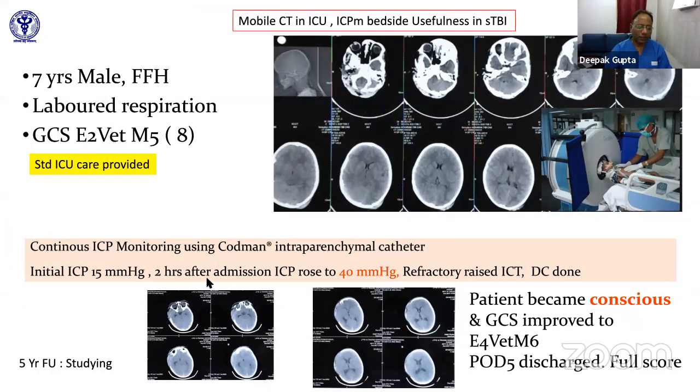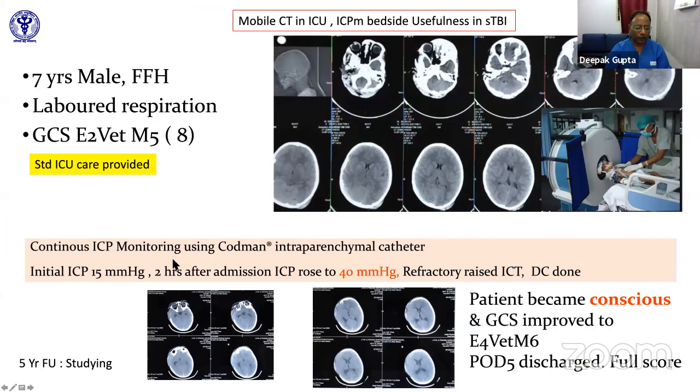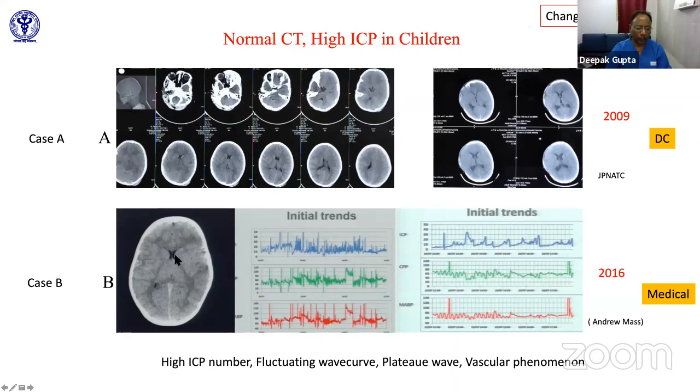In fact, you see an almost similar-looking scan of another child, where the scan looks grossly normal. It was another severe TBI case. When you look at the ICP trend, you will see all these spikes of 35, 40. The first reaction of an intensivist or a neurosurgical resident in the ICU looking at this wave will be to say, oh, fine, go ahead and do a decompressive craniectomy.